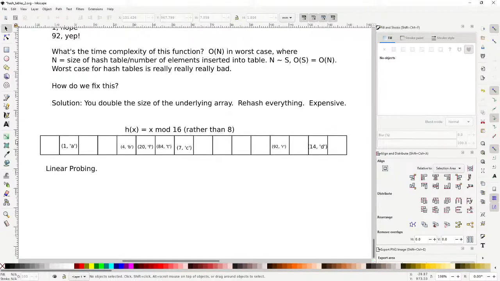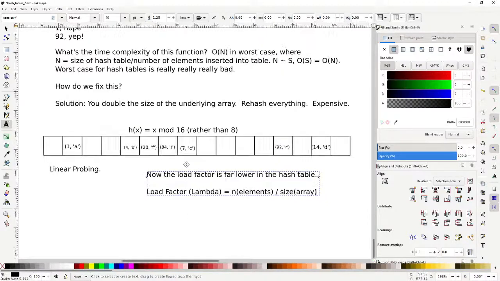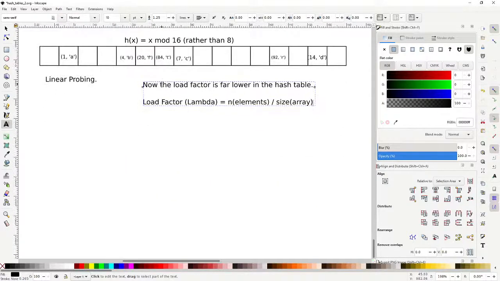The point of doing this is that now the load factor is far lower in the hash table. Remember what the load factor is, often denoted lambda, like a capital lambda, is equal to the number of elements divided by, let's say, the size of the array. So the number of elements is 1, 2, 3, 4, 5, 6, 7, and the size of the array here is 16. So a hash table usually expects that the load factor is under 1/2.